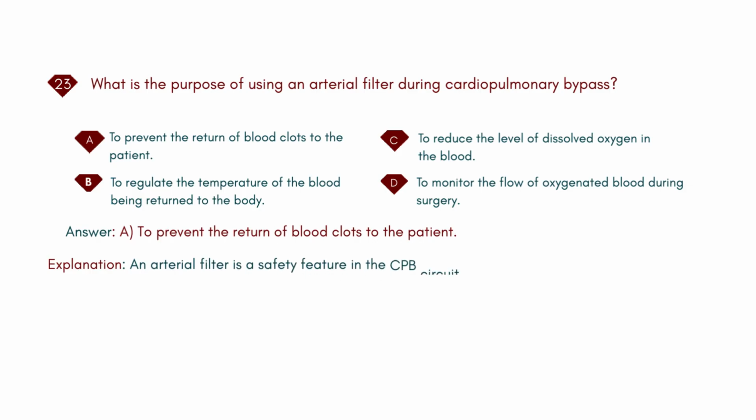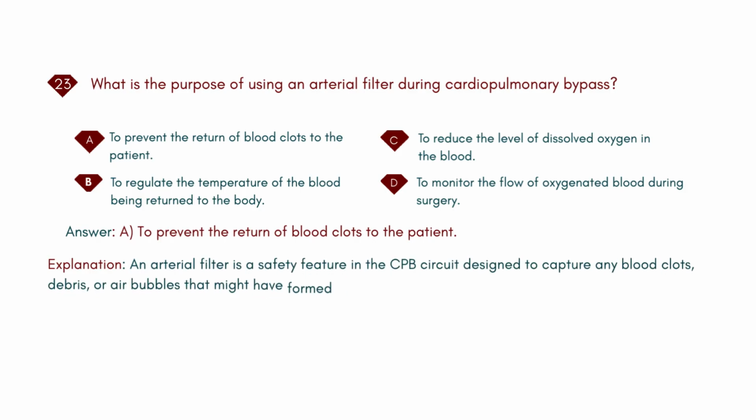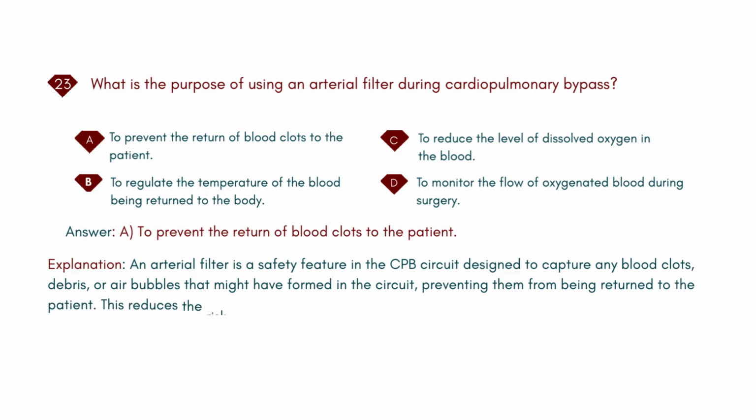Explanation: an arterial filter is a safety feature in the CPB circuit designed to capture any blood clots, debris, or air bubbles that might have formed in the circuit, preventing them from being returned to the patient. This reduces the risk of embolism and other complications.